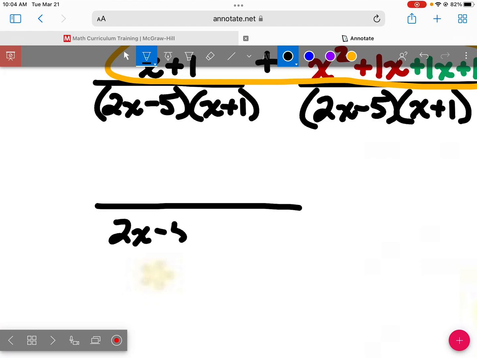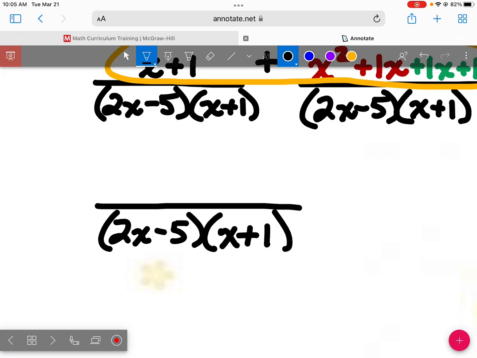Two x minus 5 and x plus 1 in my denominator. If this had been a minus here, I would have to distribute the minus to every piece that comes after it. But because it's a plus, I don't have to do that.